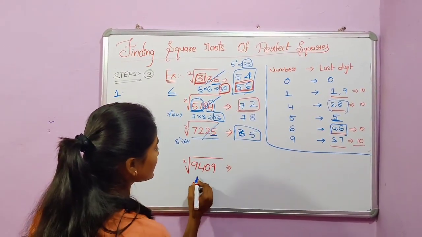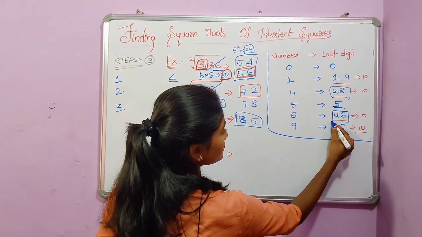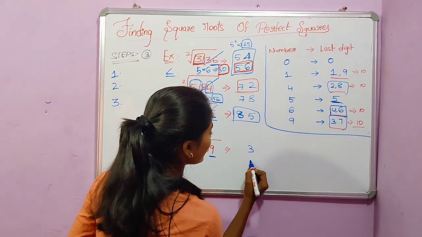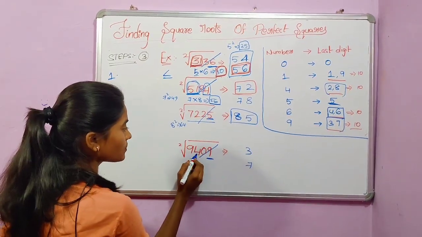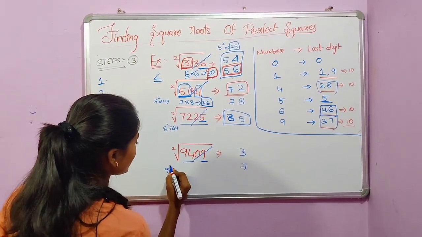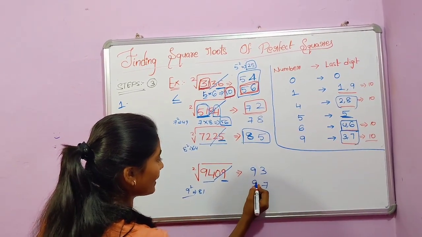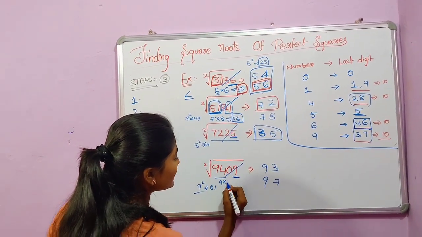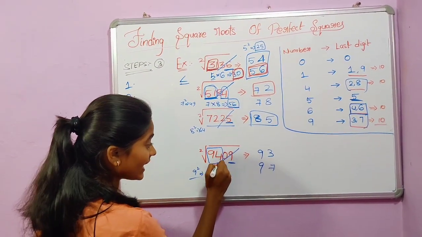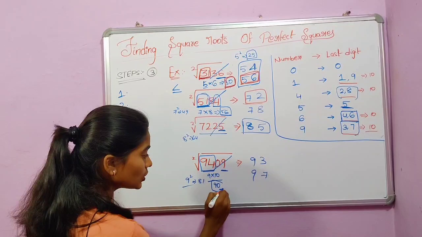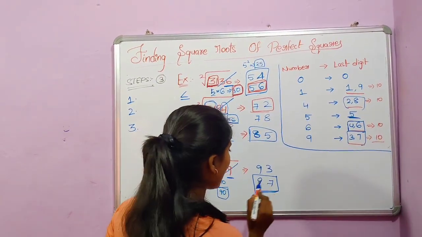And now here, where do you get 9 as last digit? In two instances, 3 and 7. Strike off two numbers, find the perfect square closer to 94. It is 9 square, that means 81. So 9 square, so 9 into 10, that means 90. So our number is 94. 94 is larger than 90. So the answer will be the largest one compared to the other one. So 97 is the answer.